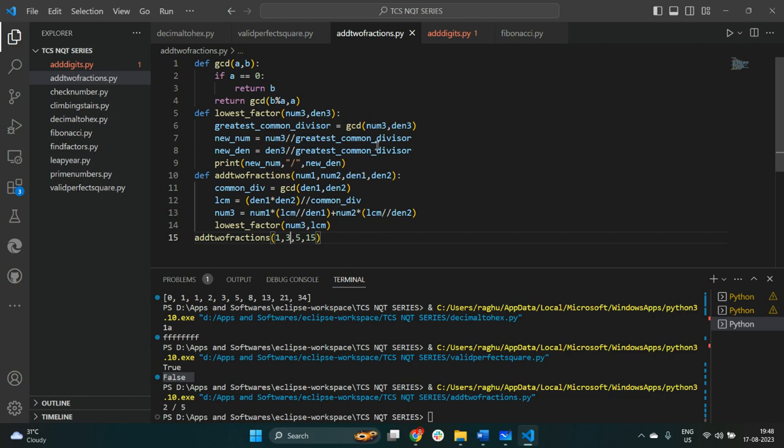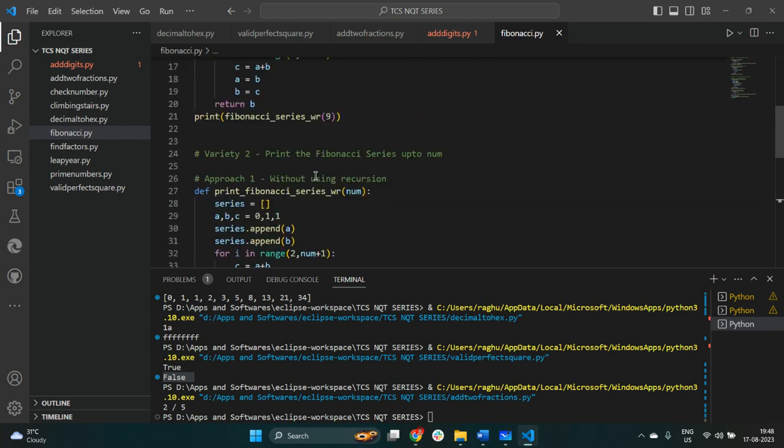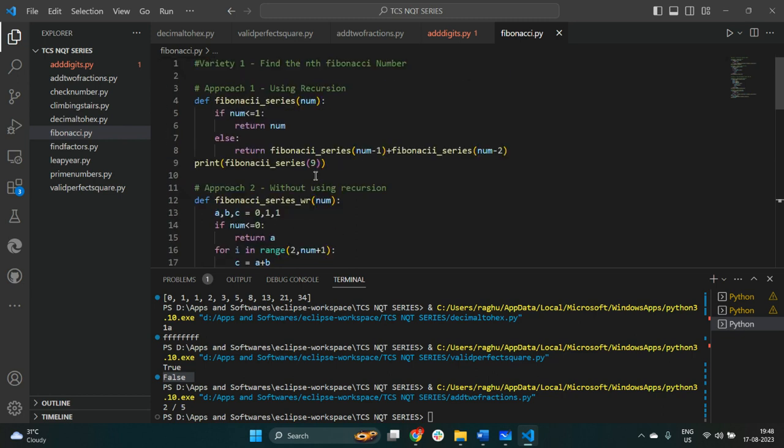Okay. Let's come back to the last problem of this TCS NQT day two, which is nothing but the Fibonacci number. You all know about the Fibonacci number, so I'm not going to explain much, but what varieties can be asked? Variety number one is to find the nth Fibonacci number when I give the number as input, and it can also ask us to print the Fibonacci series up to n. So you can solve the problem with two base approaches.